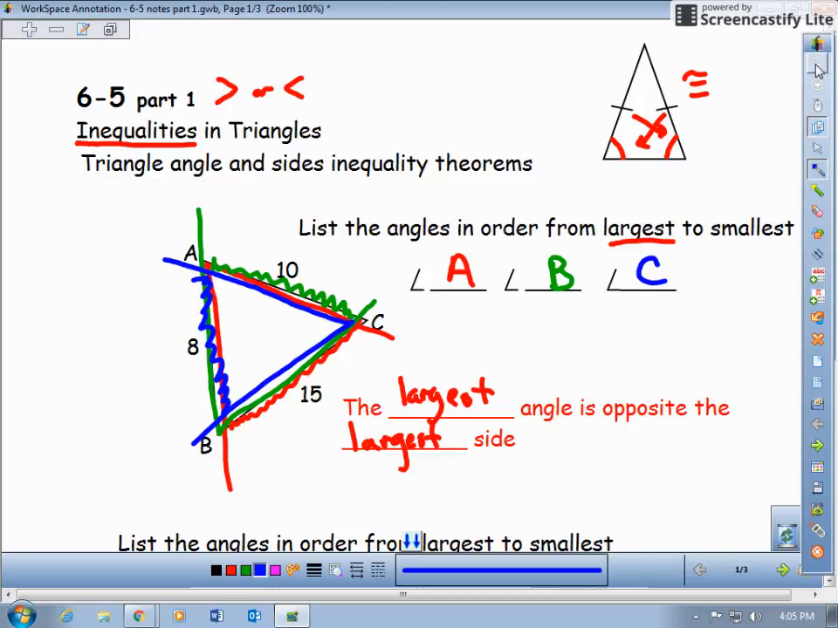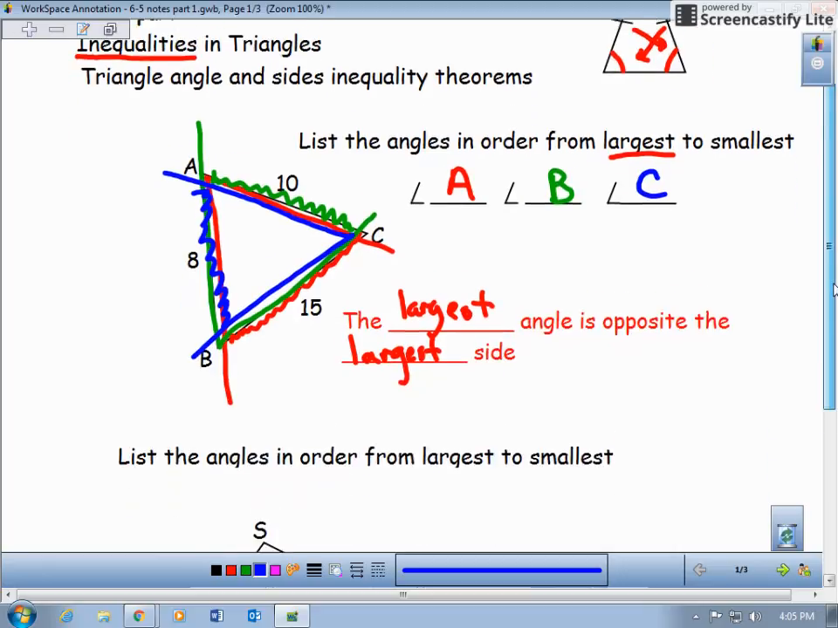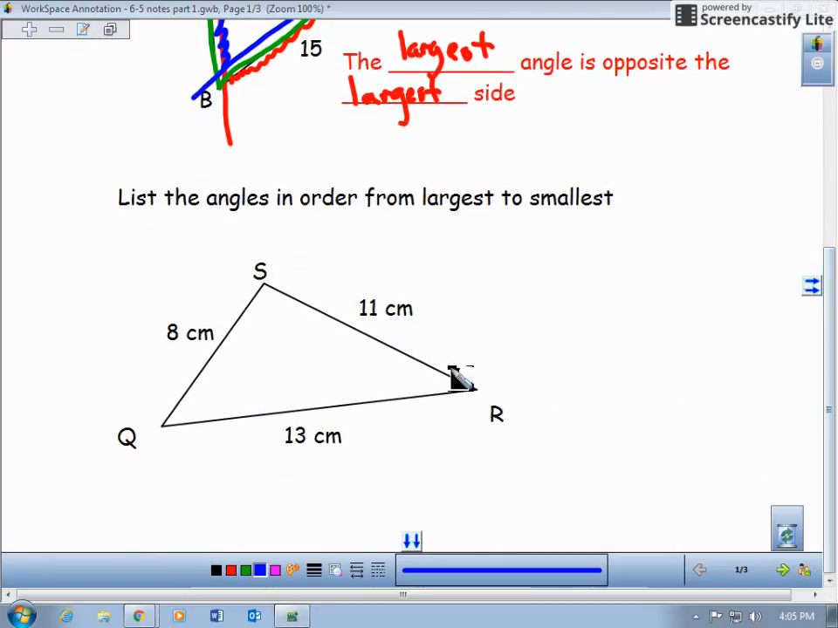Okay, let's take a look at another example I have here, and we'll do this one real quick. We will just want to list the angles in order from largest to smallest. Be careful to follow directions. Sometimes they say smallest to largest. I think most of the time for us, we'll do largest to smallest.